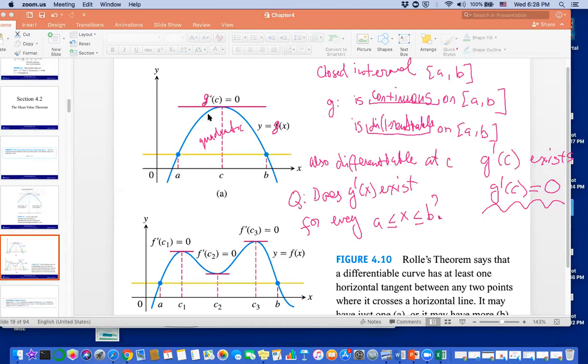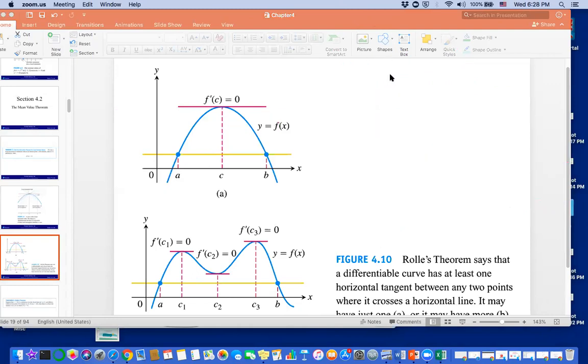Okay. We're going to clear the screen. I lost my ability to annotate. Okay, clear all drawings. Okay.